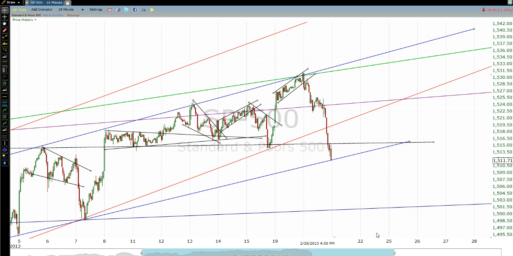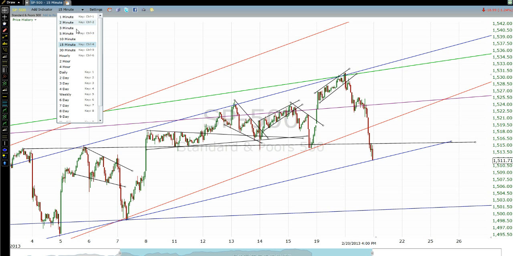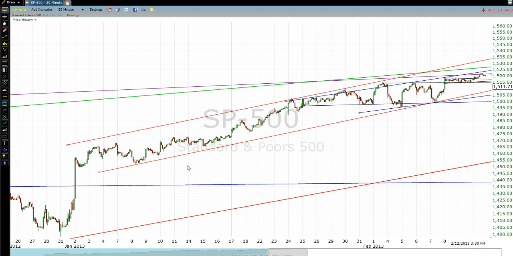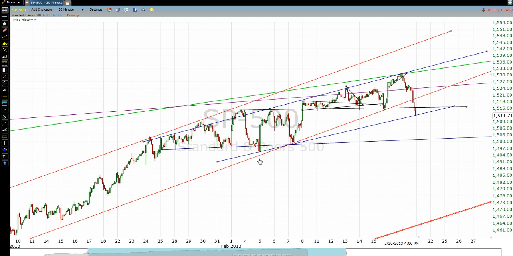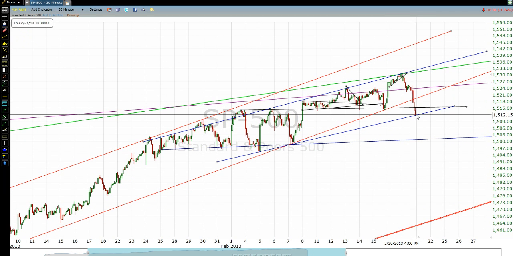Okay, so looking at the S&P 500 here on the 15-minute chart. In fact, we'll go to the 30-minute chart just initially. In last night's trade, we've seen the S&P break below this red channel line that we've newly drawn on the chart. And last night we clearly broke down from this level.